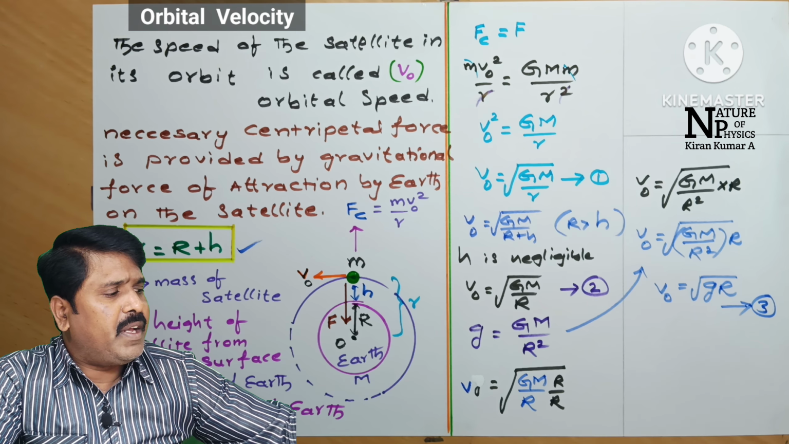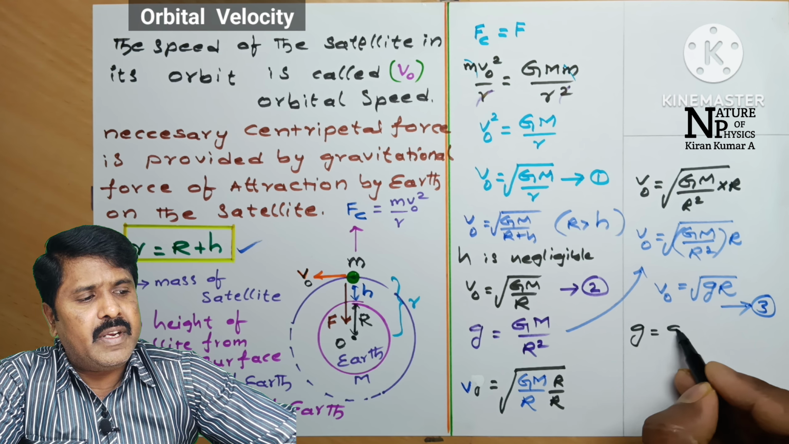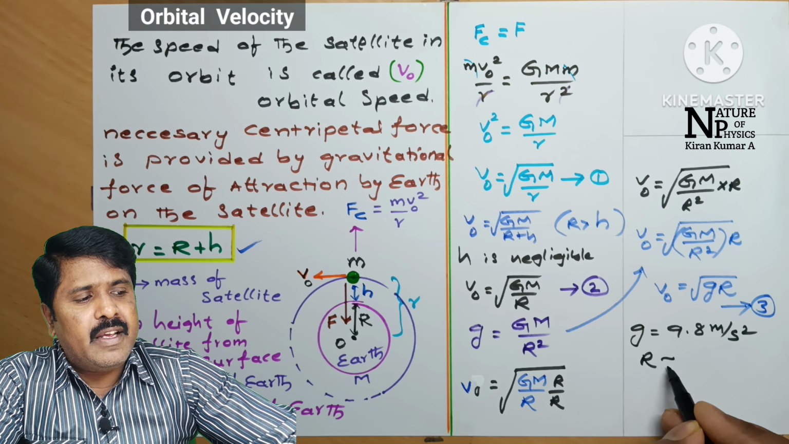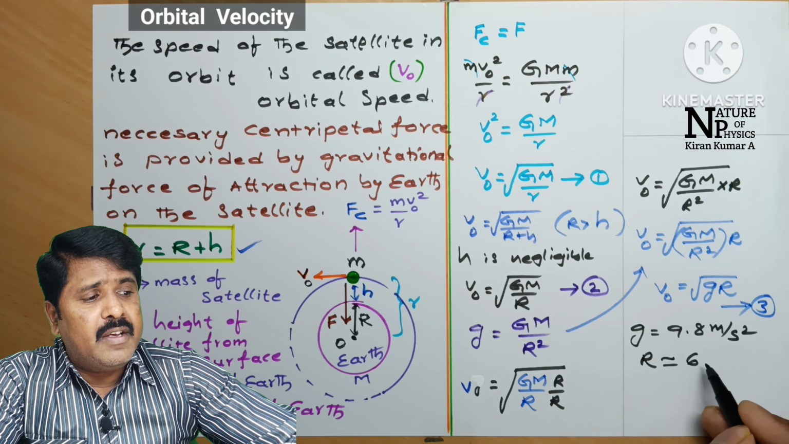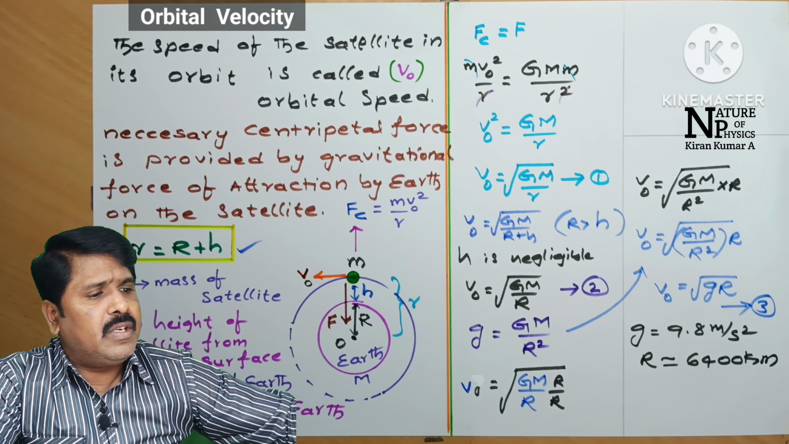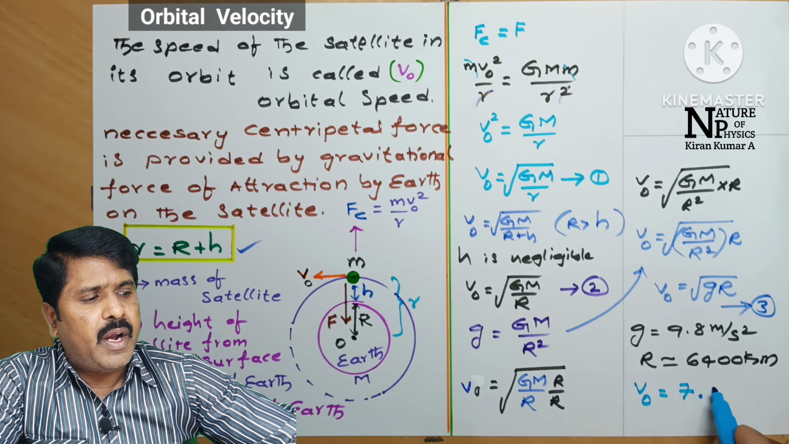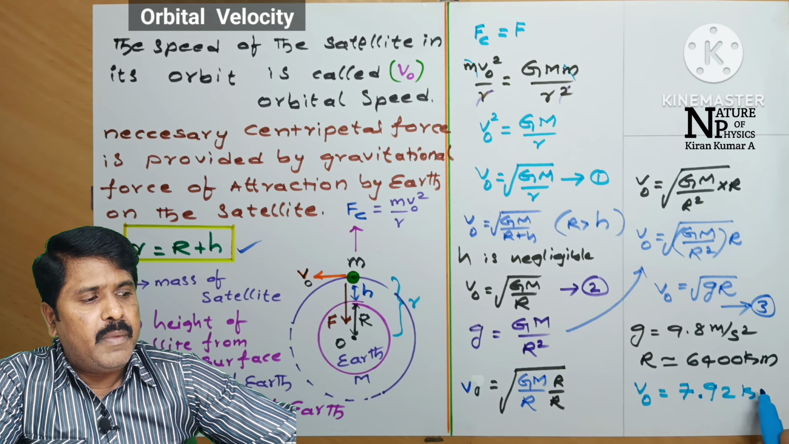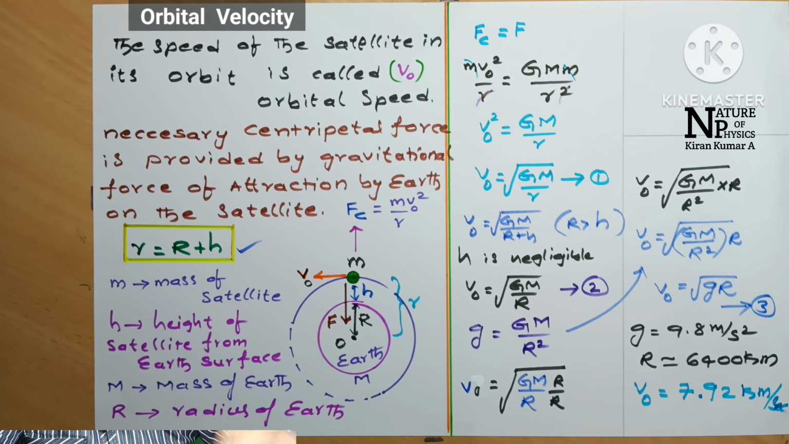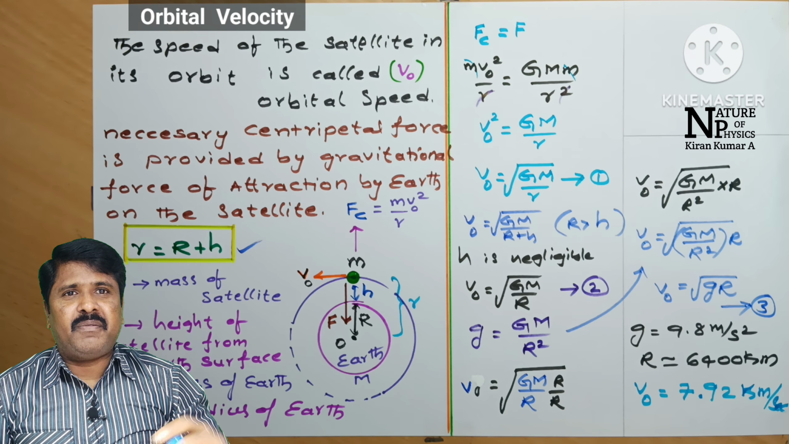Continuing, we can replace the values and get the orbital velocity. g is the acceleration due to gravity, which is 9.8 meter per second square. R, the radius of the Earth, is approximately 6400 kilometers. Then we get the orbital velocity v naught equal to 7.92 kilometer per second. This is the clear information about the orbital velocity of the satellite.